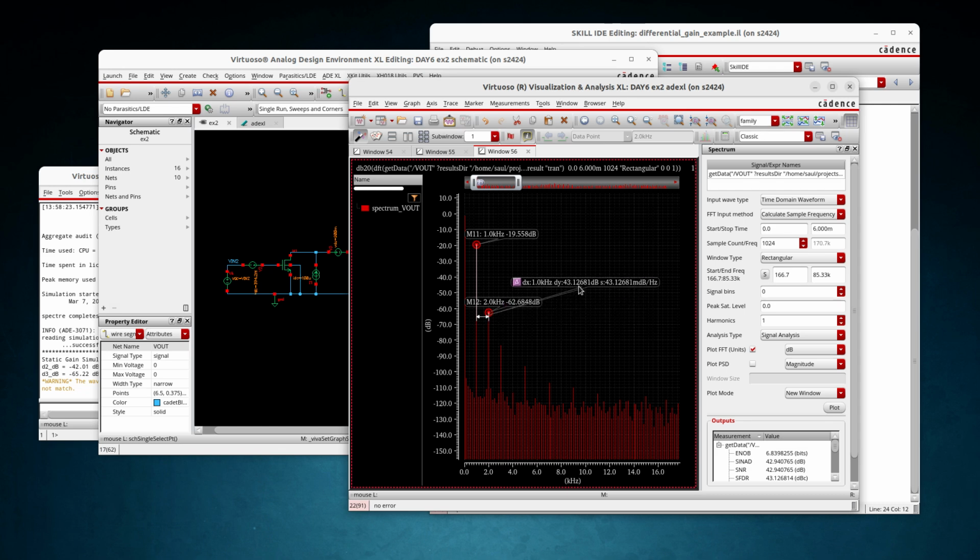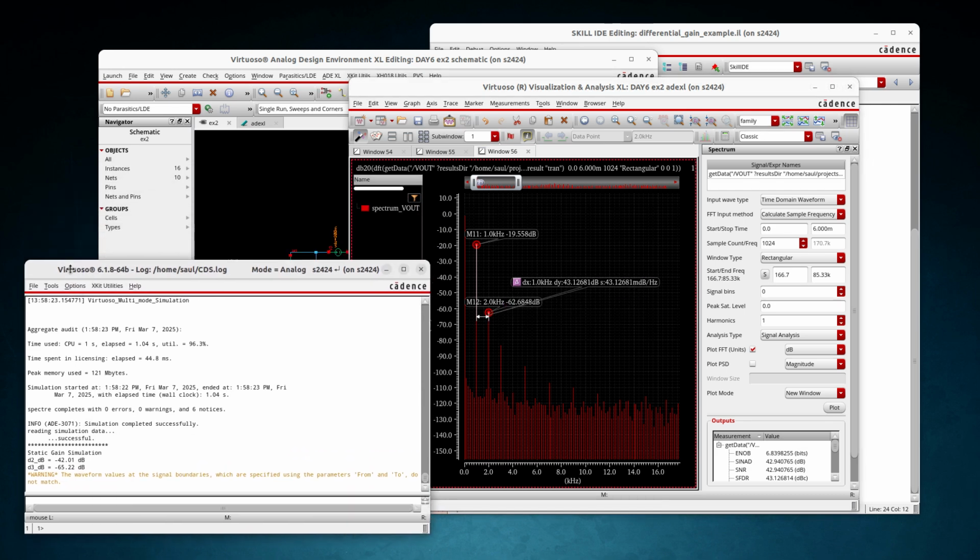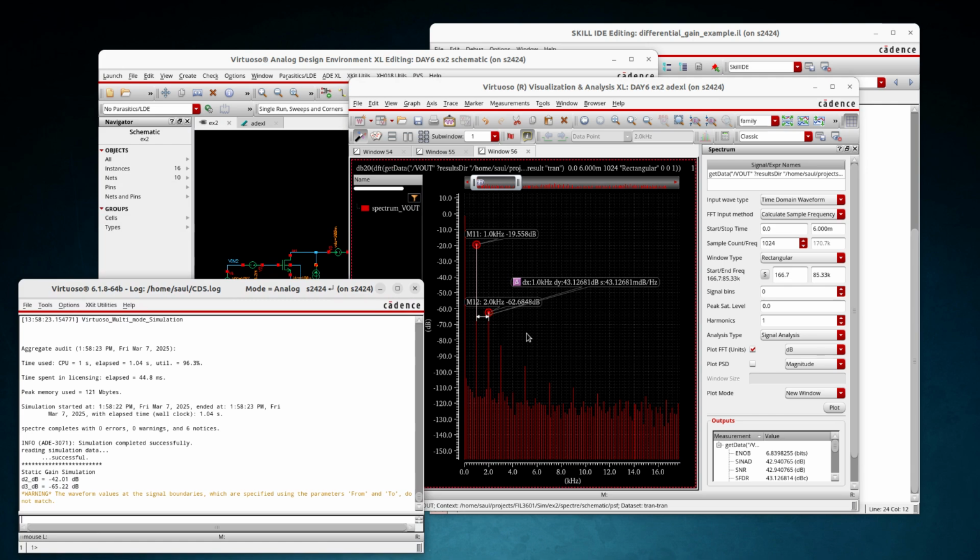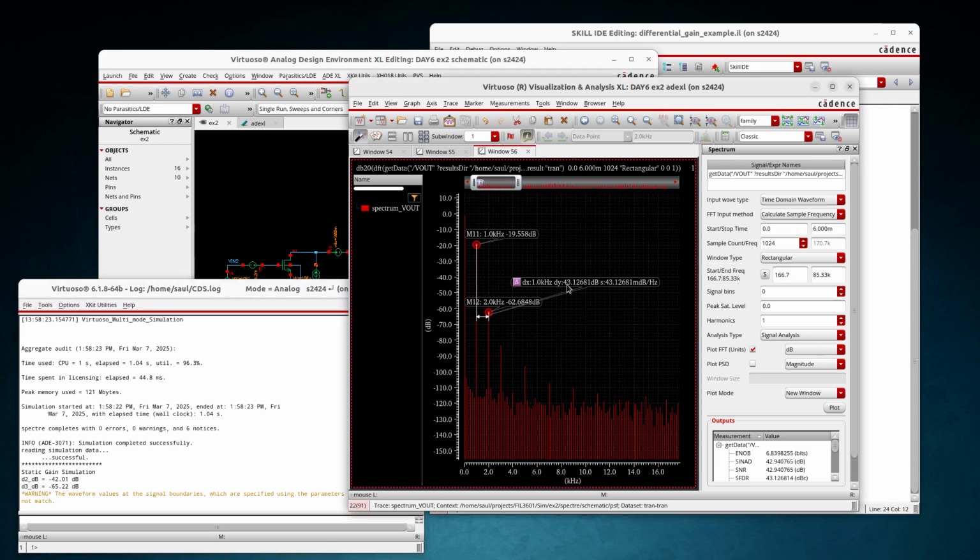And then we see that the second order distortion is located 43 dB under the fundamental. And the prediction from the static simulation is 42. So it is very, very close. I mean, this works very nicely at low frequencies where the capacitors are not affecting the intermodulation distortion. We will take a look at the capacitors later when dynamic nonlinearity is studied.